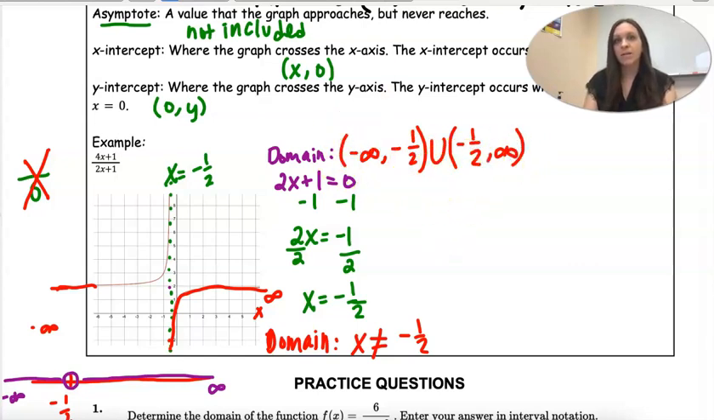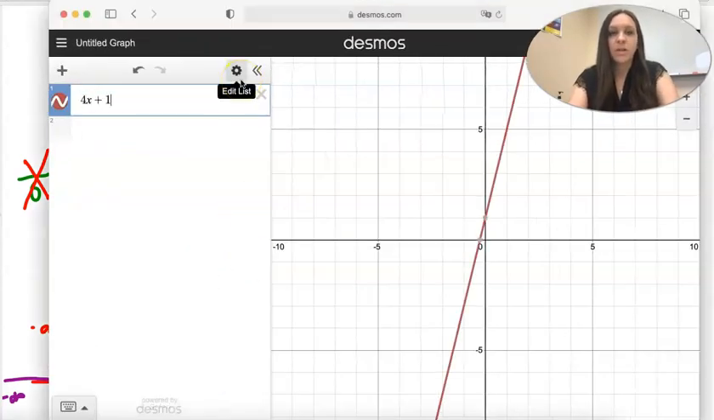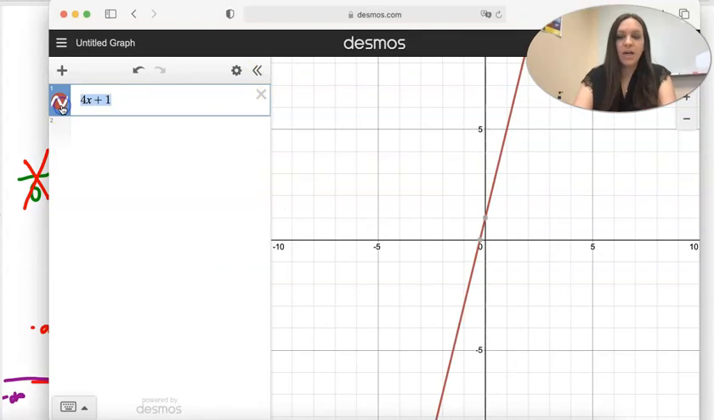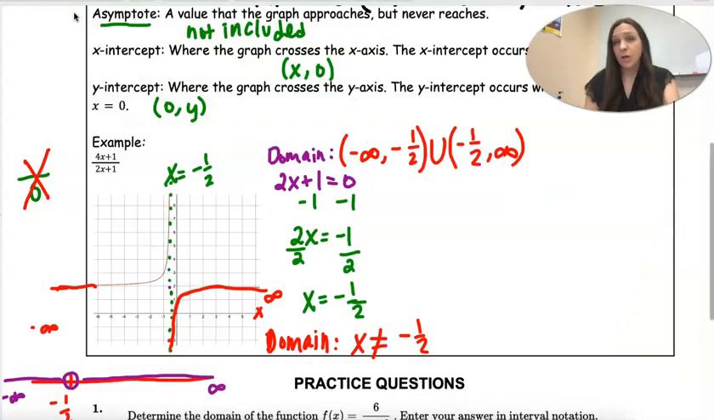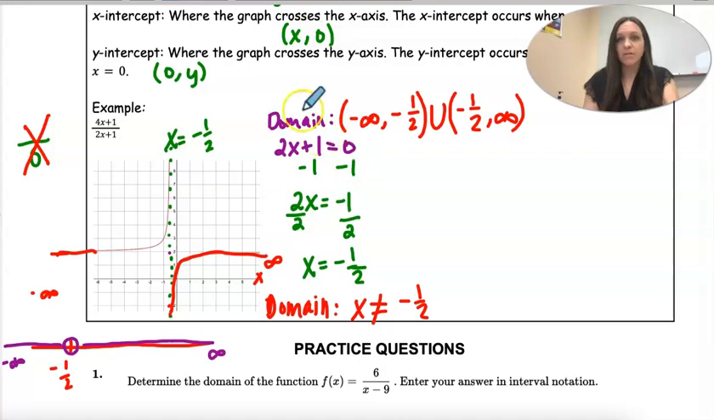Okay, that's the domain. You're also going to be asked to find intercepts. So you can use algebra or you can graph it. So if I put this in Desmos, 4x plus 1, and then I'm going to highlight this and divide by everything, 2x plus 1. Here's the graph. You can find the intercepts on the graph, but you might need this as a fraction. Okay, so 0, 1, negative 1/4, 0. I'm going to do it algebraically because there are some problems where you have to.